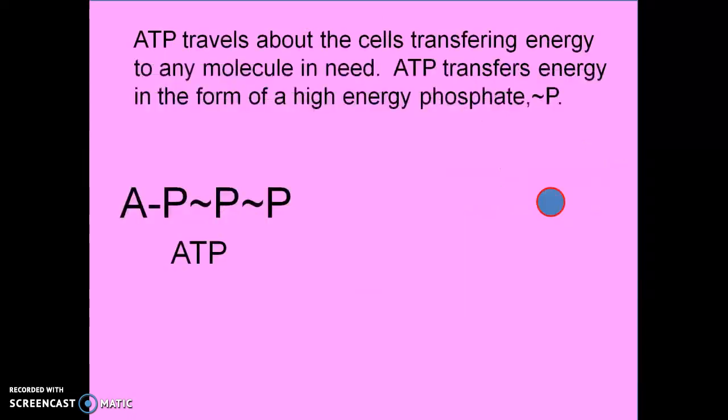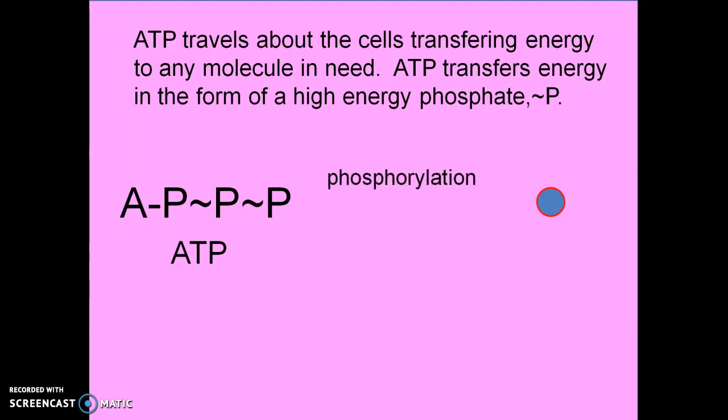So what happens is ATP travels about the cells, transferring energy to any molecule in need. ATP transfers energy in the form of a high-energy phosphate. So here we have ATP, but we're writing it like this so that you can see where the phosphates are going. You don't have to write it like that. You can just write ATP. And over here, this blue circle is going to represent a molecule or something within the cell that needs to be energized. So ATP just kind of roams around to each of your cells looking for something that needs to be energized.